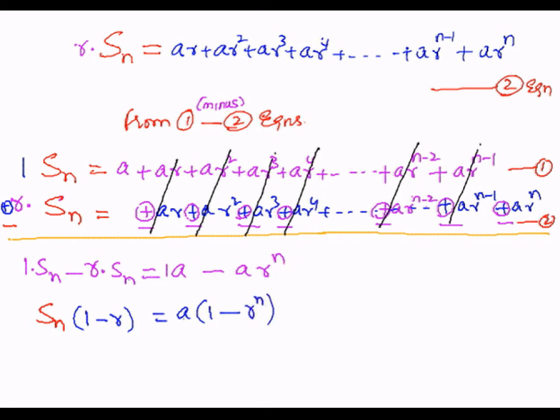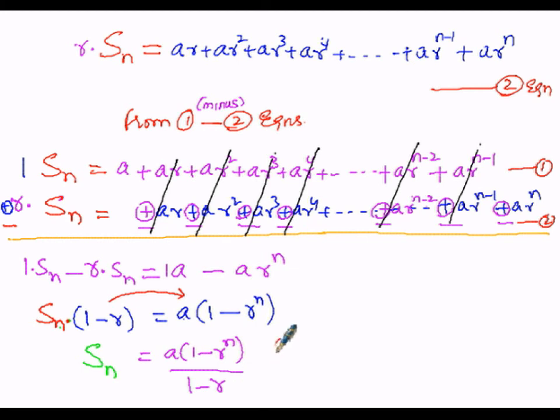In order to find Sn, that is the sum of n terms, because there is a multiplication symbol in between, I have to transpose 1 minus R to the right hand side. Multiplication becomes division on the other side. Then that equals A into 1 minus R to the power of n divided by 1 minus R, which comes in the denominator's place.